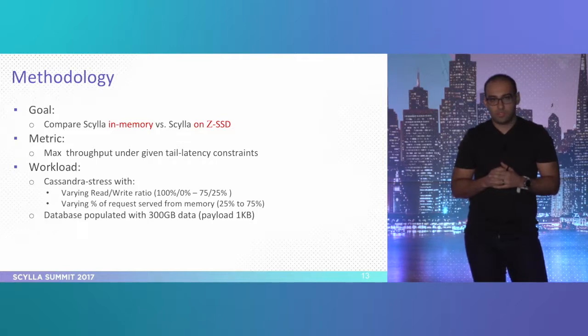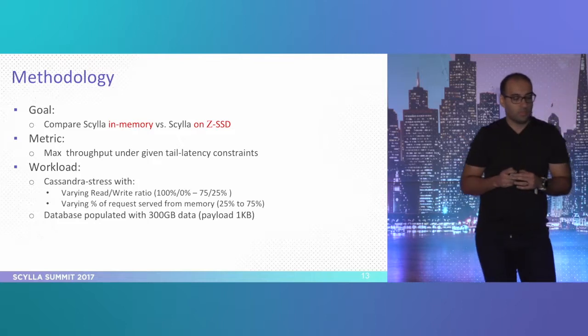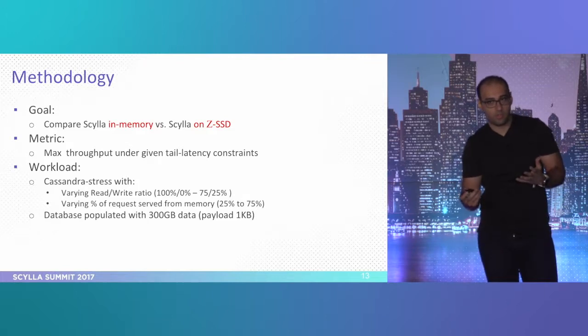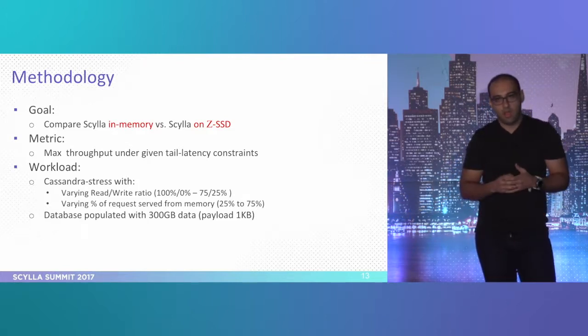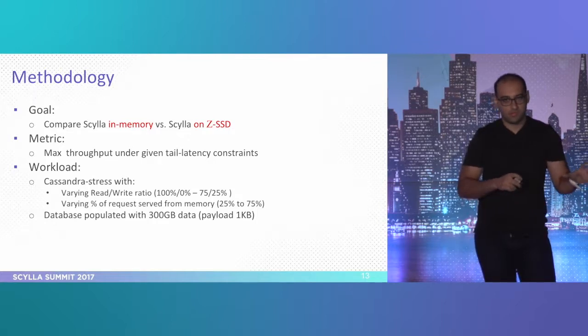What we do over here, we use 2 classes of workloads. One is the read-only. The second one is 75% read versus 25% write. The database is populated with 300 gigabytes of data, and the payload size is 1K. One other thing that we're doing is we vary the percentage of the requests that are served from memory. In one experiment, we served 25% of the requests from memory, 75% from the Z-SSD, then 50% from memory, 50% from the Z-SSD, finally 75% from memory, 25% from the Z-SSD.